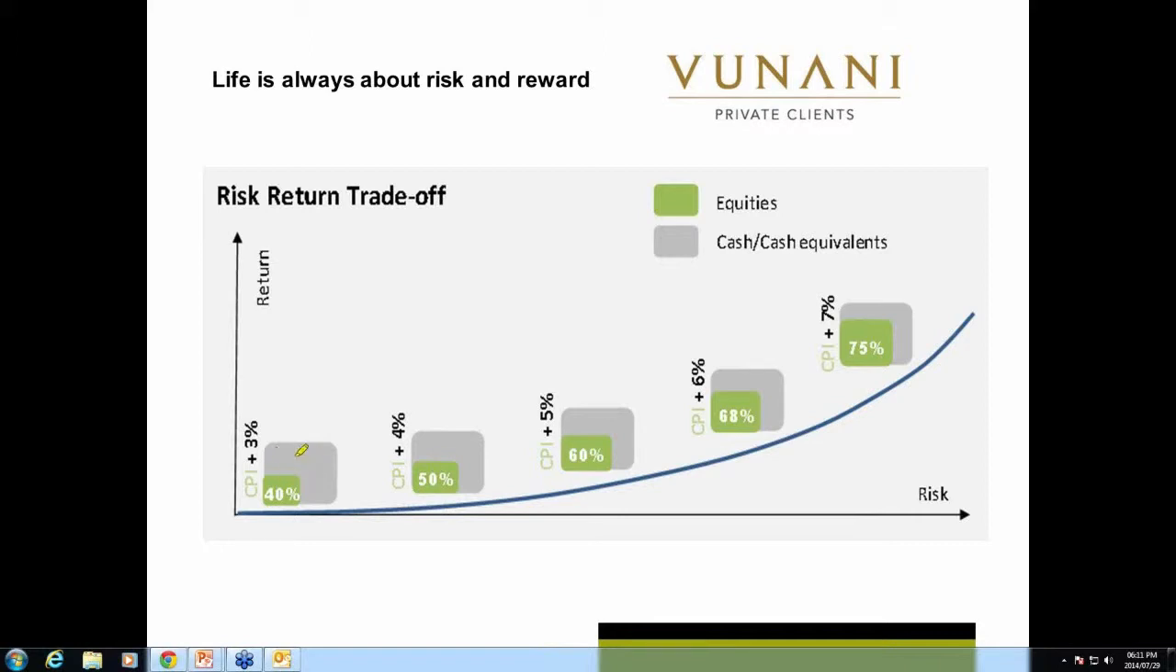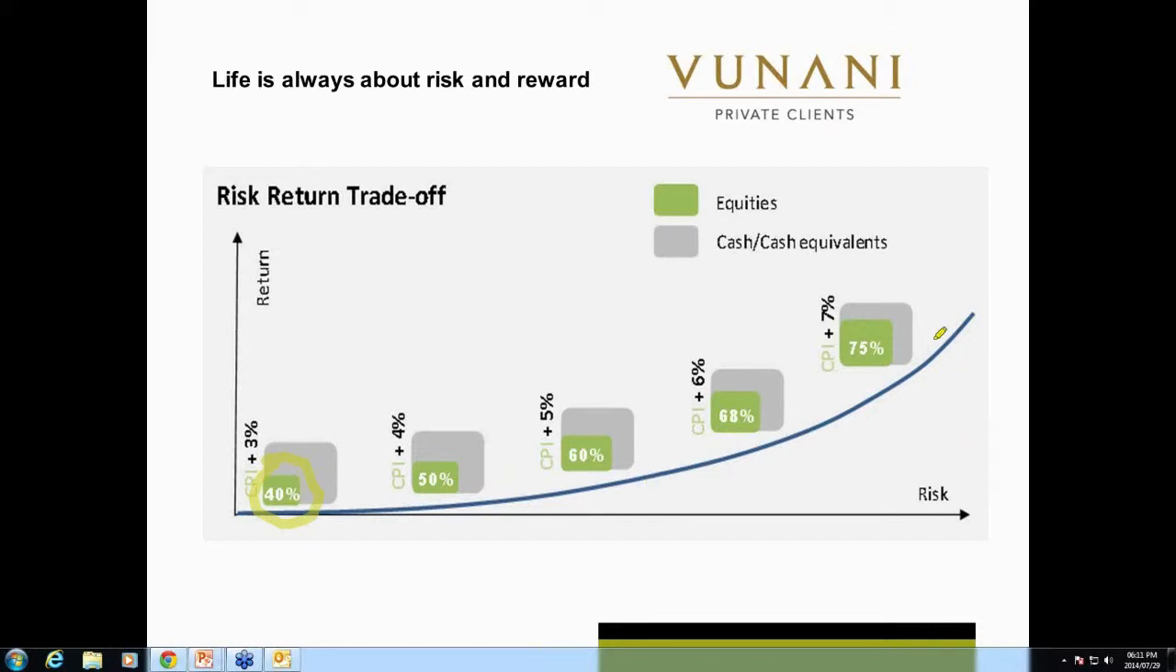If you have a look down here, this is a very low risk portfolio. So typically you're looking to outperform inflation by just a little bit, about 3%. So shares or equities will only form 40% of your portfolio. You'll only slightly outperform inflation, but the risk in your portfolio will be very low.